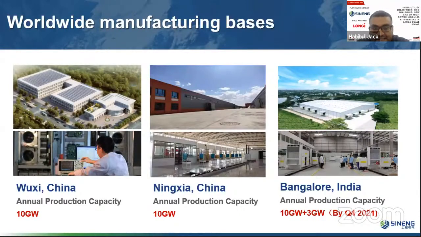Sinang Electric currently has 3 manufacturing bases. 2 are located in China. 1 is located in Bangalore, India. Wuxi and Ningxia manufacturing base has 10 gigawatt annual manufacturing capacity. At the moment, Bangalore factory has 3 gigawatt annual manufacturing capacity. However, a 10 gigawatt brand new modern manufacturing base will be put into its full operation by Q4 of 2021.